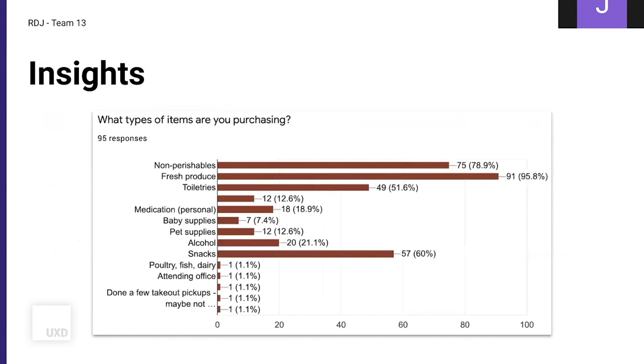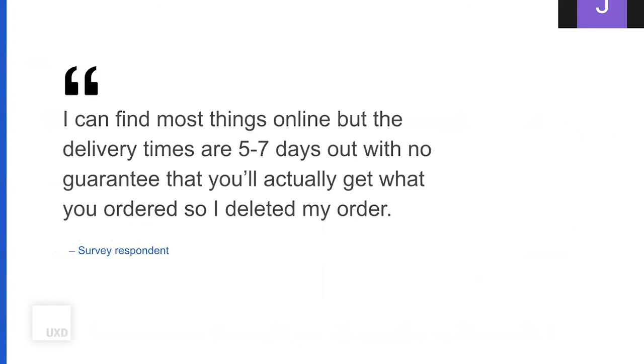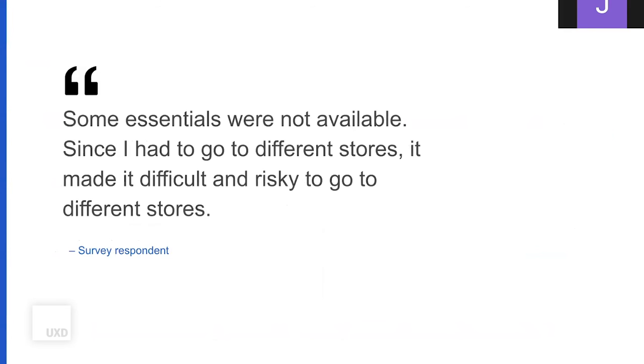What we found was that a lot of people were going mostly just to get food, especially fresh produce. It was really interesting from the research to find that a lot of people were having troubles with their online shopping. That's actually what triggers them to go to the store, because they're out of supplies and they can't get what they need online, or the delivery is so slow.